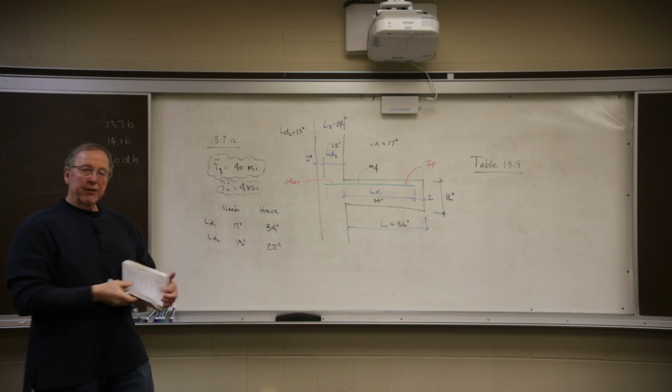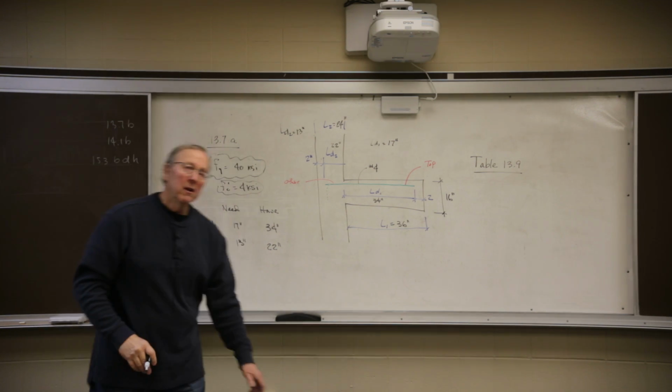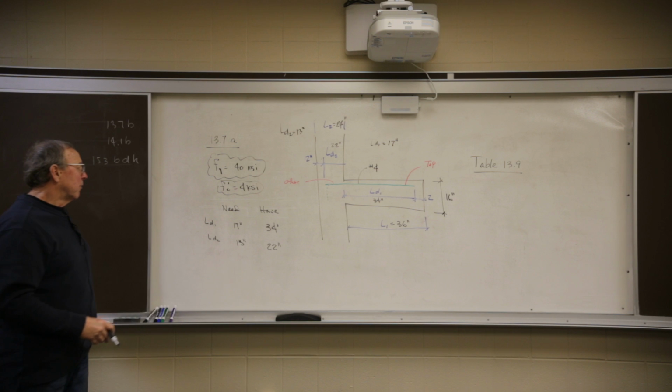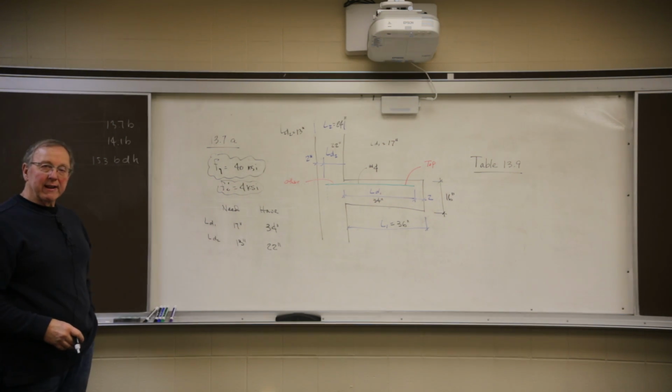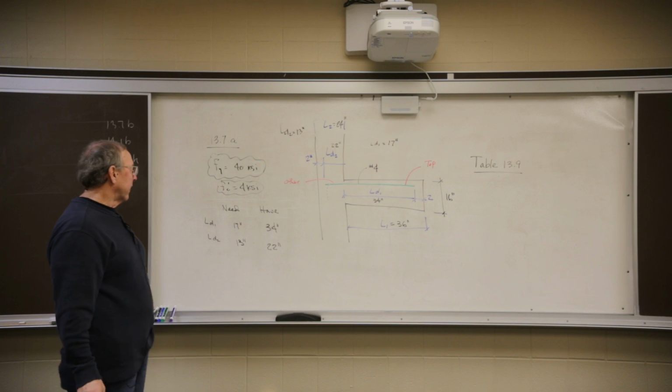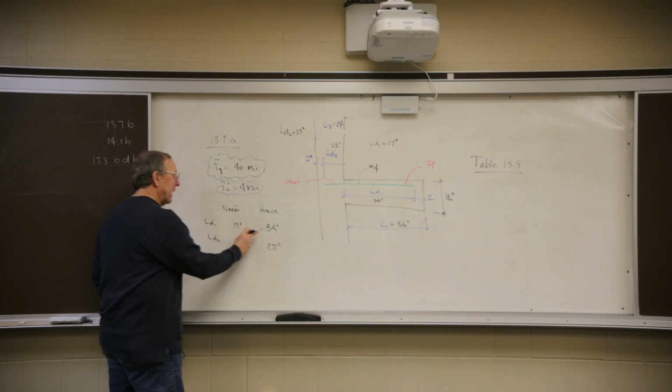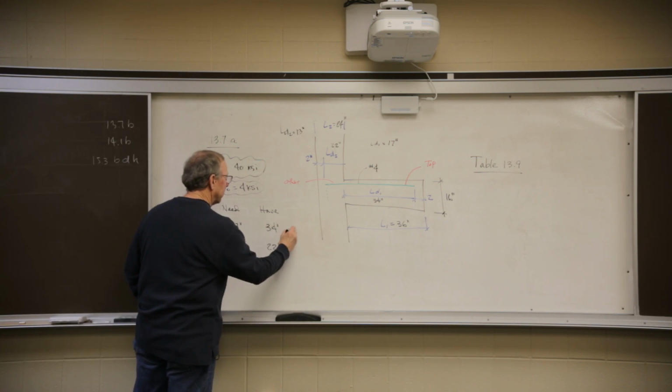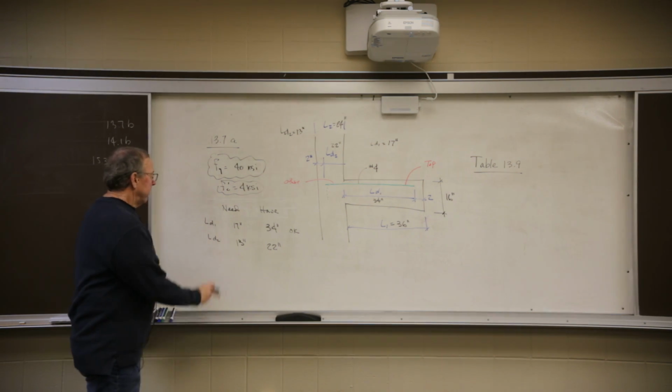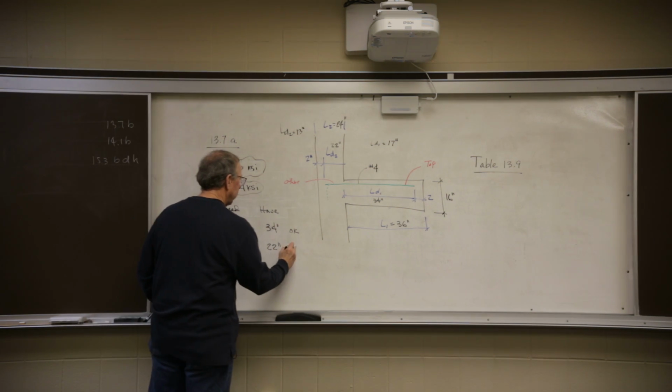And it's just like everything we've done in class. I've got what I need and what I have. If I have more than I need, I'm in good shape. If I don't, I got to make a correction. So I need 17, I have 34. That one's great. I need 13, I have 22. That one's great.